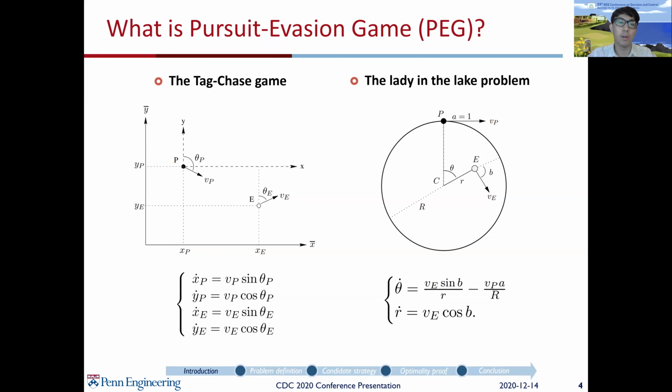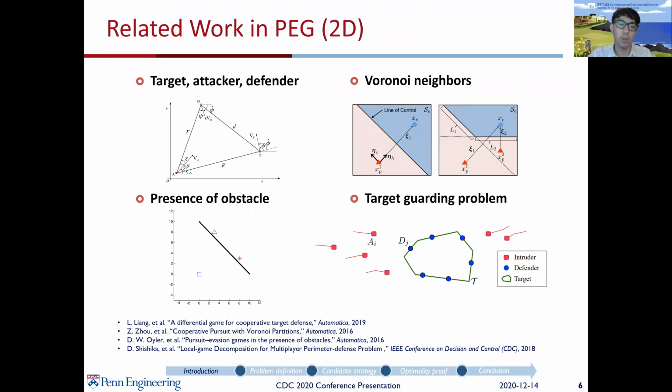As for the related work, here are all the 2D cases of the game. We can have 3 players or Voronoi neighbors, and we can also consider the presence of obstacles. And there is a target guarding problem. And when the target is a perimeter, we call that a perimeter defense game.